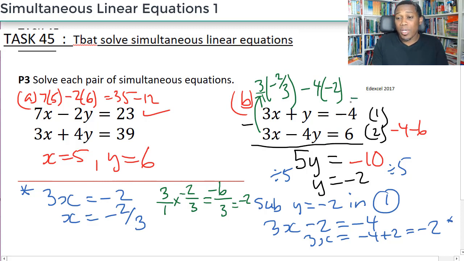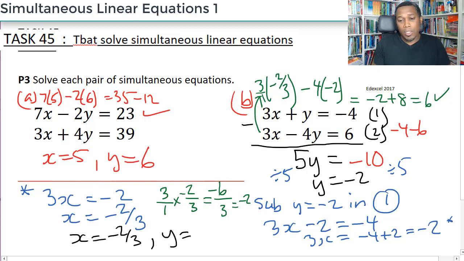So this whole string, the 3 times minus 2/3 is going to give me minus 2, and then I'm adding 8. Minus 2 plus 8, remember it's the second equation we're working with, is going to give me 6. Oh yeah, we are right. The answer to the question is indeed x is equal to minus 2/3 and y is equal to minus 2.